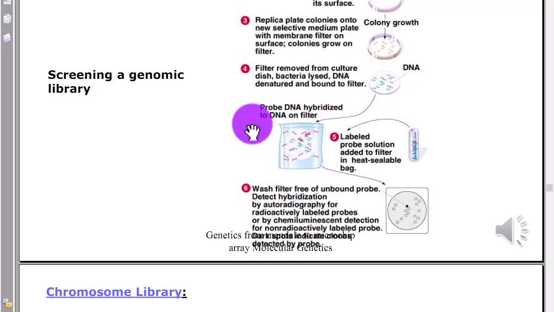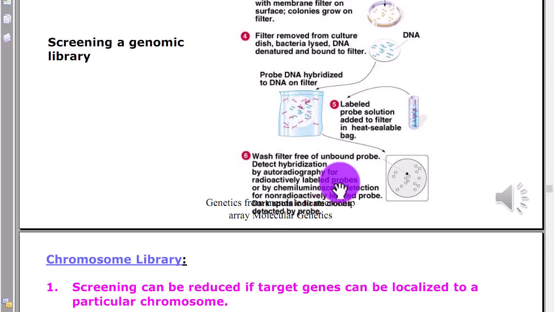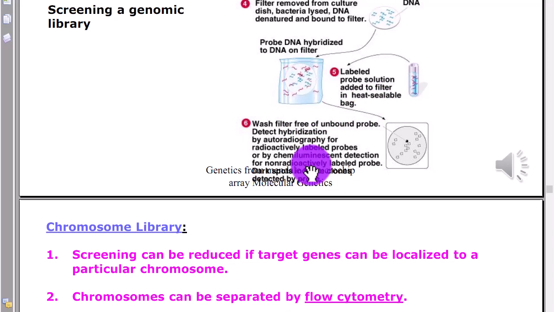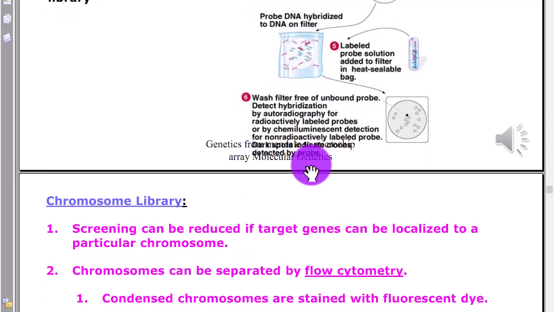Probe DNA is hybridized to DNA on the filter. Labeled probe solution is added to the filter in a heat-sealable bag. Wash the filter free of unbound probe. Detect hybridization by autoradiography for radioactively labeled probes or by chemiluminescence detection for non-radioactive labeled probe.